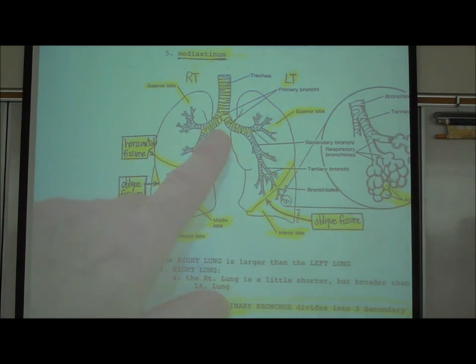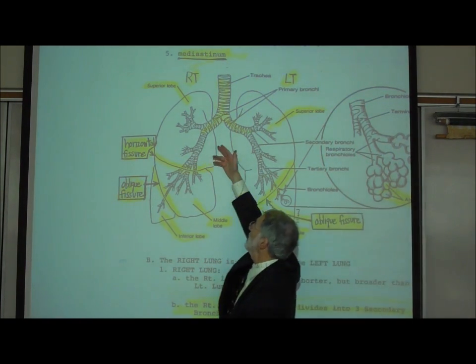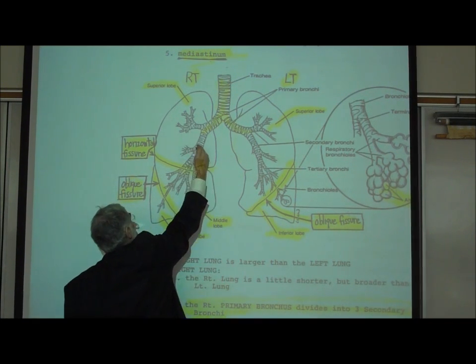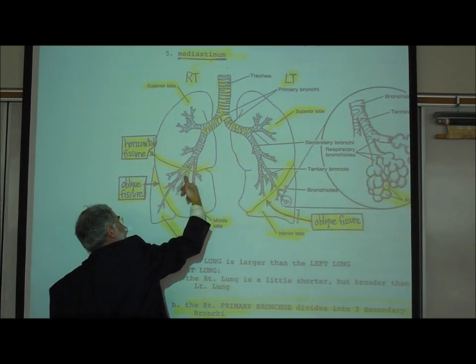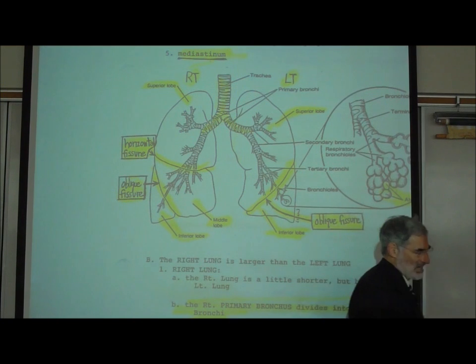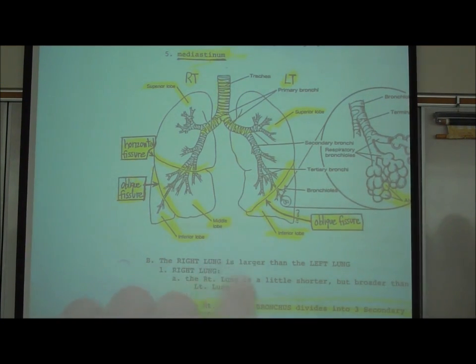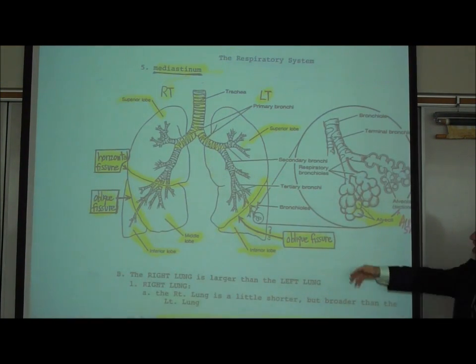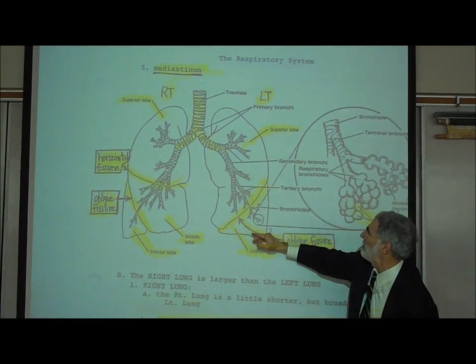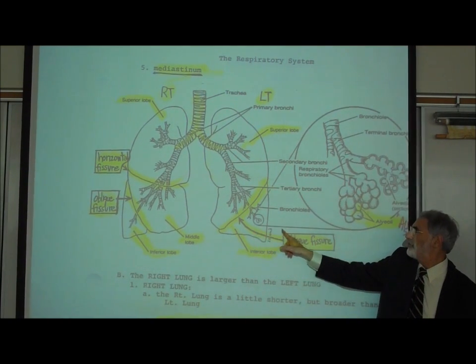And incidentally, the right primary bronchus would divide into 3 lobar bronchi. We're going to learn that term in a moment. There'd be 3 lobar bronchi, one for each lobe, for the superior, middle, and inferior lobe. We'll see that in a minute. The left lung has only 2 lobes. It has just a superior lobe, and way down here, an inferior lobe.